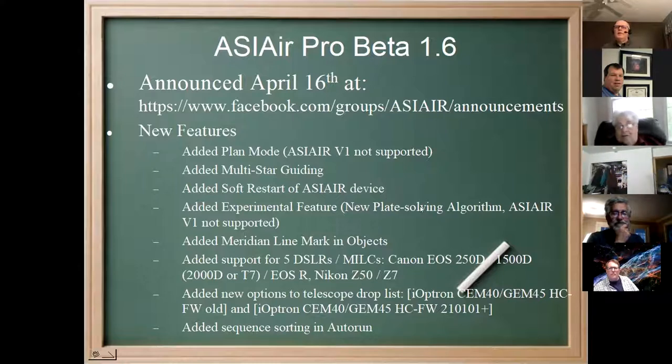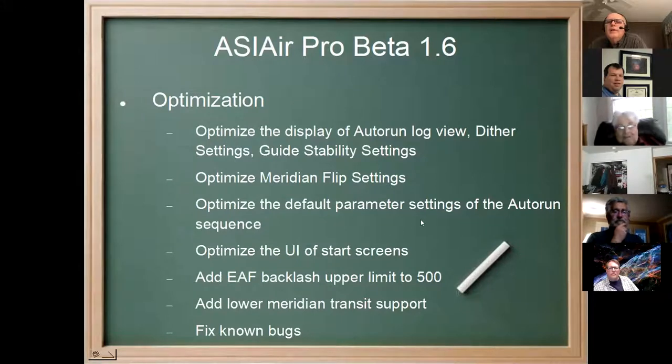Apparently they got some new algorithm for plate solving, and who knows if that's important or not, because the thing used to be blindingly fast before. It puts a meridian line on the target map, and they've added some new cameras and some new mounts. And it says added sequence sorting. I can't figure out how to do that. And then they optimized some stuff, and your guess is as good as mine on those.